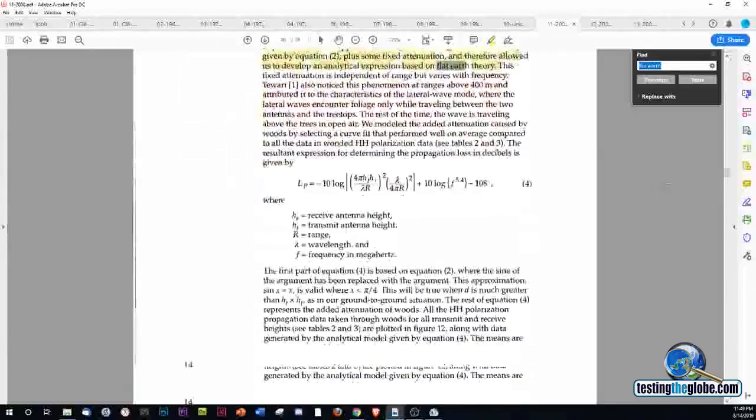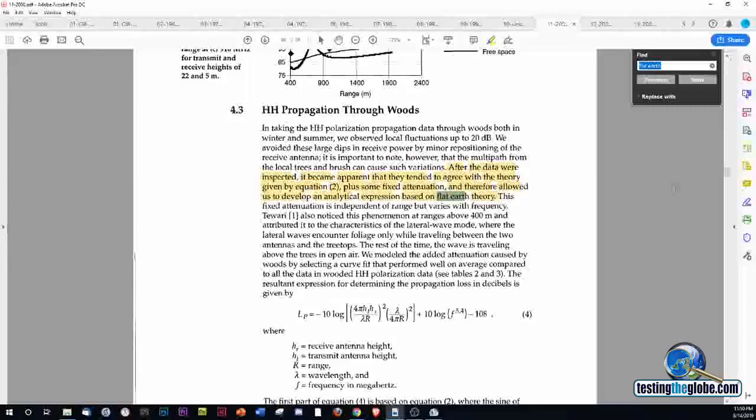We get down to page 14 here. HH propagation through the woods. In taking the HH polarization propagation data through woods both in winter and summer, we observed local fluctuations up to 20 decibels. We avoided these large dips in receive power by minor repositioning of the receive antenna. It is important to note, however, that the multipath from the local trees and brush can cause such variations. After the data were inspected, it became apparent that they tended to agree with the theory given by equation 2 plus some fixed attenuation, and therefore allowed us to develop an analytical expression based on flat earth theory. I'll read that again. Therefore allowed us to develop an analytical expression based on flat earth theory.